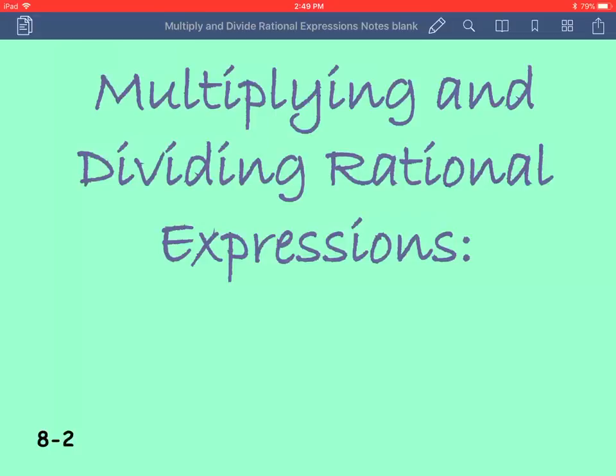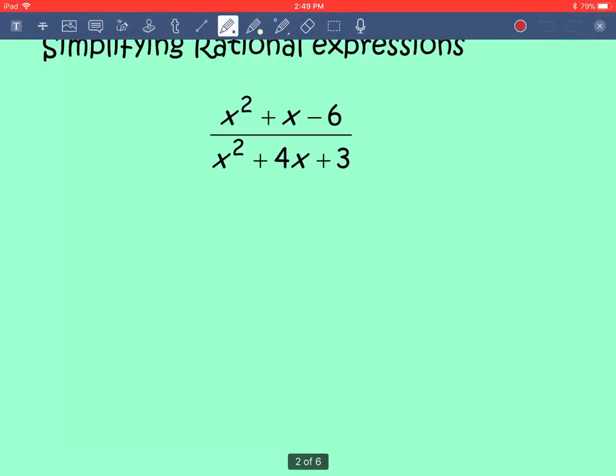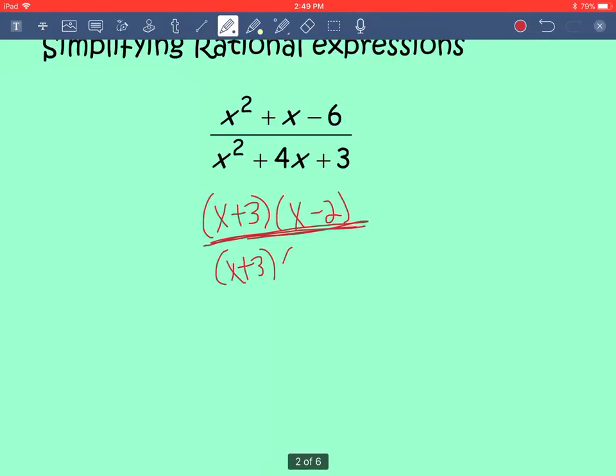Okay, so these video notes are over multiplying and dividing rational expressions. To review, to be able to do this, we need to know how to simplify rationals. So if I'm simplifying x squared plus x minus 6 over x squared plus 4x plus 3, I first need to factor everything. So x squared plus x minus 6 factors to be x plus 3, x minus 2, over, in my denominator, x squared plus 4x plus 3 factors to be x plus 3, x plus 1.